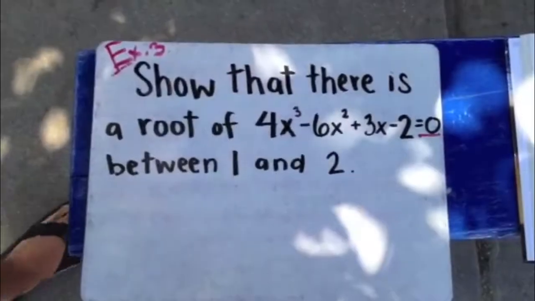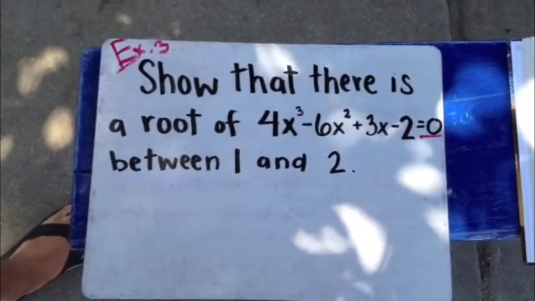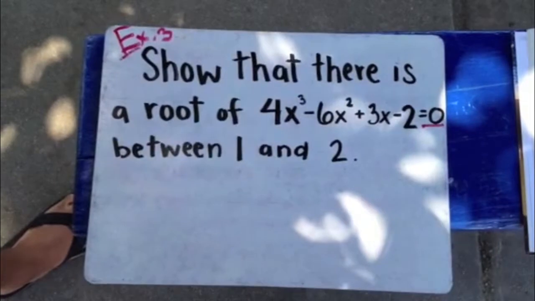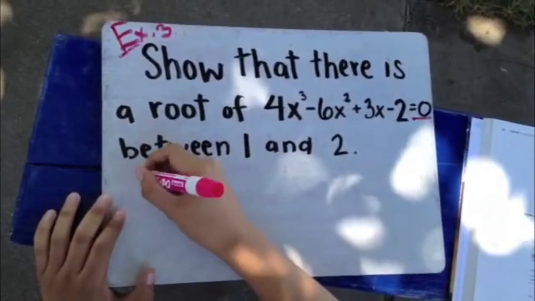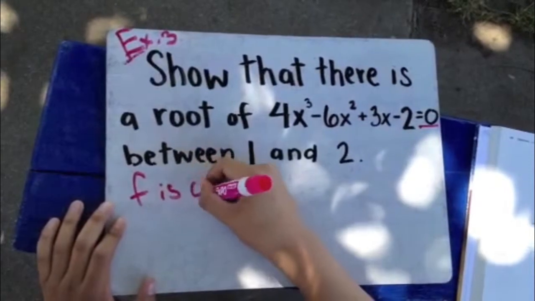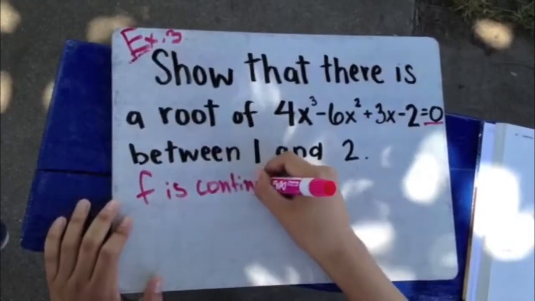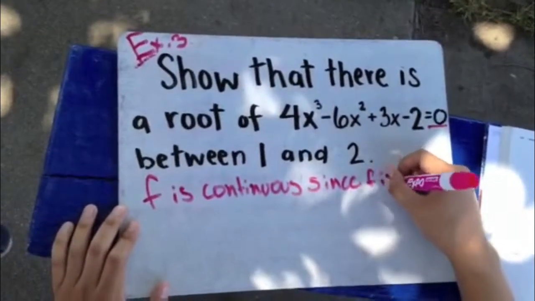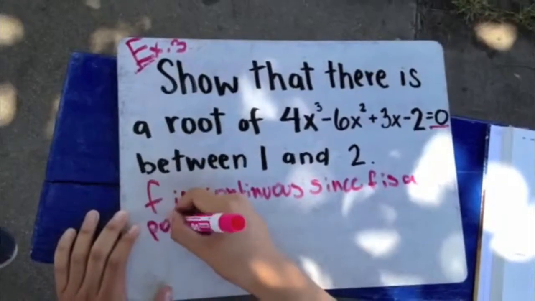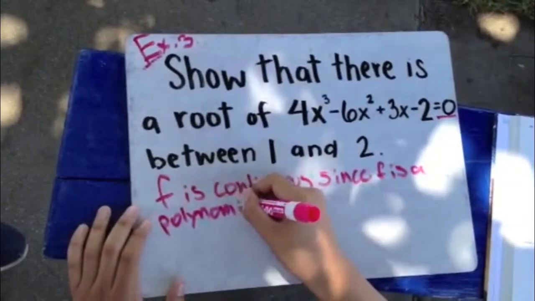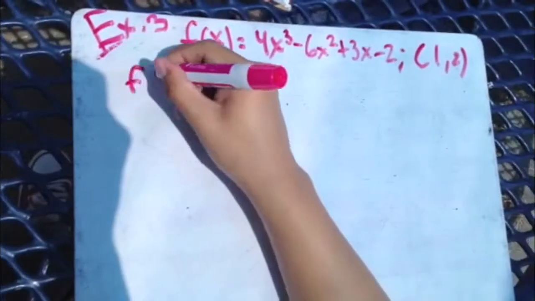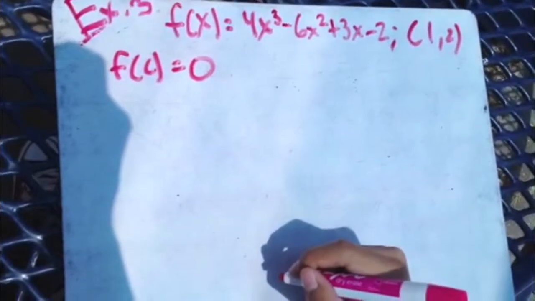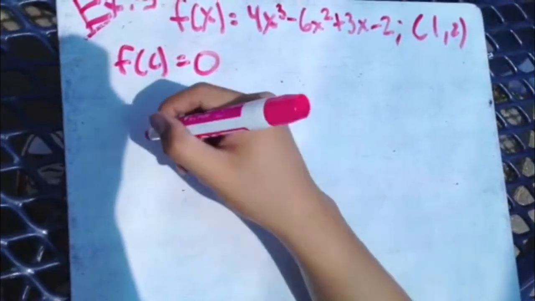Example 3. Show that there is a root of the equation 4x^3 - 6x^2 + 3x - 2 = 0 between 1 and 2. First of all, we know f is continuous since f is a polynomial function. In order to find out if we have a root in the function, we have to find out if f(c) equals 0.